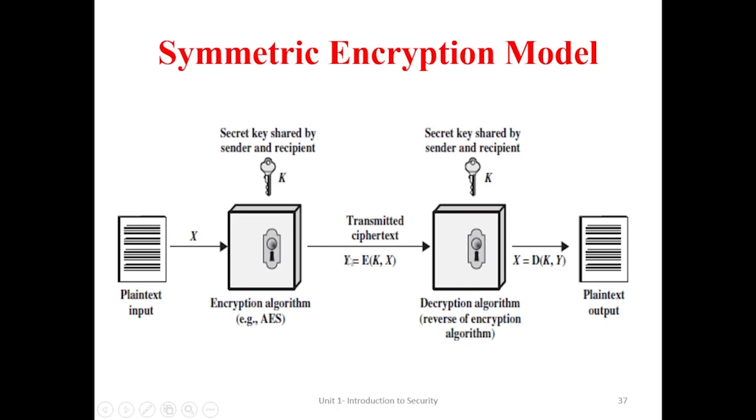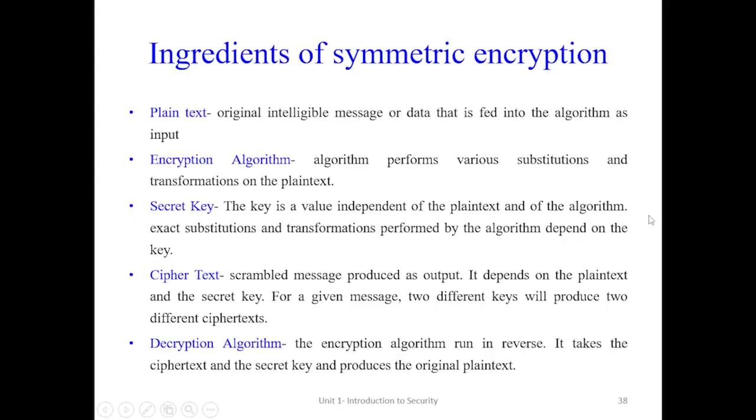And the ciphertext Y is obtained with the help of encryption E, and that encryption is applied on plain text X with the help of K. So it is denoted as Y is equal to E of K comma X. So this will be transmitted to the receiver. The receiver should do the decryption algorithm with the same key. So the decryption should be applied on the ciphertext Y with the help of K. Then we are able to retrieve the plain text X. So this is the symmetric encryption model diagram.